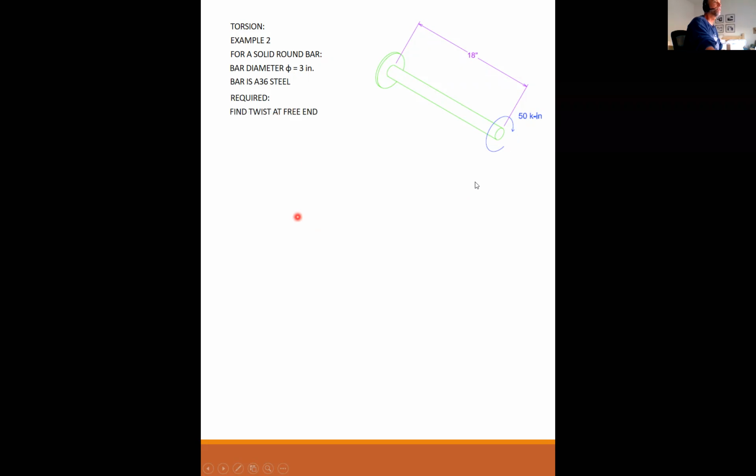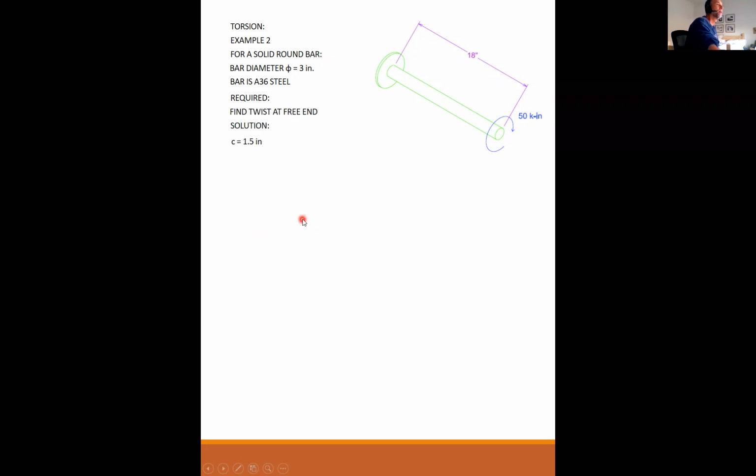Okay. For a solid round bar, this is the same example that we just did a little while ago, but I'm going to change the bar diameter to 3 inches, with 50 kip-inch over an 18-inch length. The bar is A36 steel. And what is required is to tell me the twist at the end of this bar due to this loading.